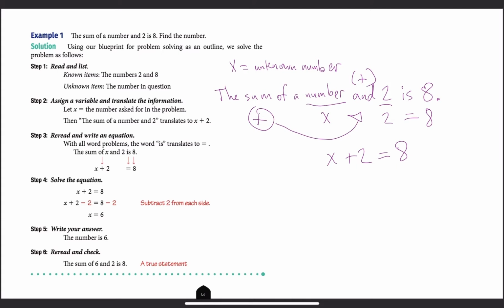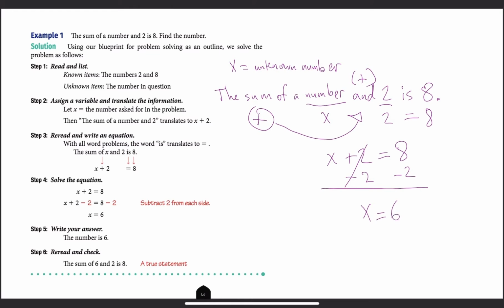And so we'll go back to our skills from the previous sections here, and we'll say, okay, if I want to isolate my variable, 2 is being added to it. Well, I've got to do the opposite of that. The opposite of adding 2 is subtracting 2, and I have to do it to both sides. 2 minus 2 is 0, so I just have x equals 8 minus 2 is 6.